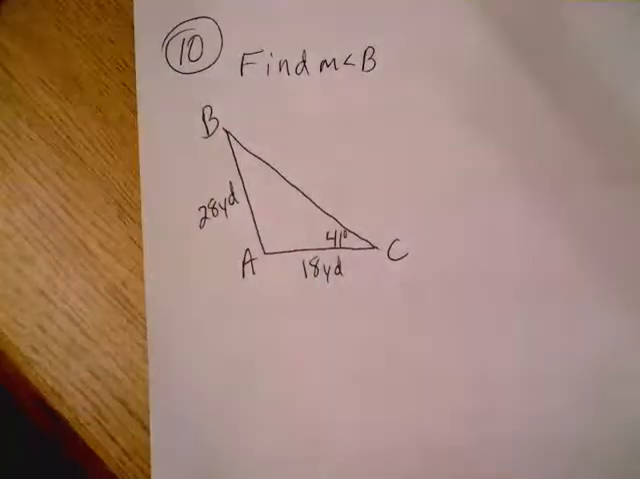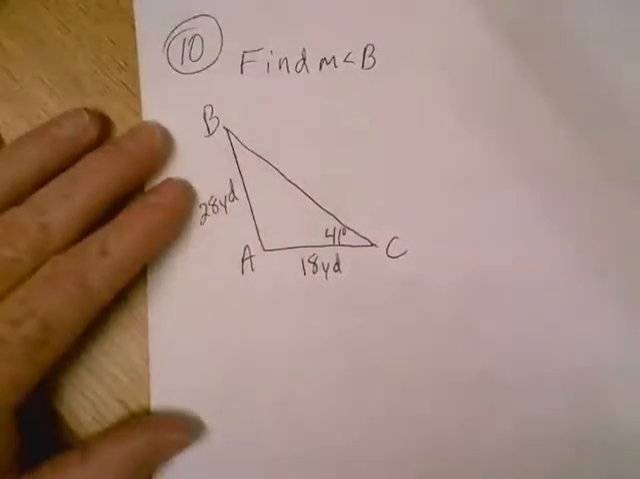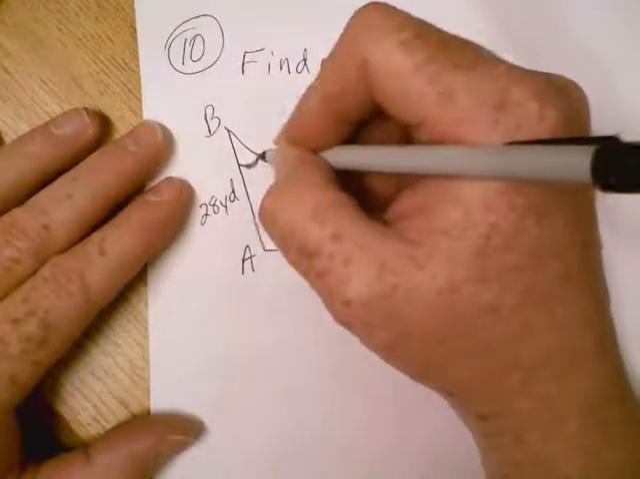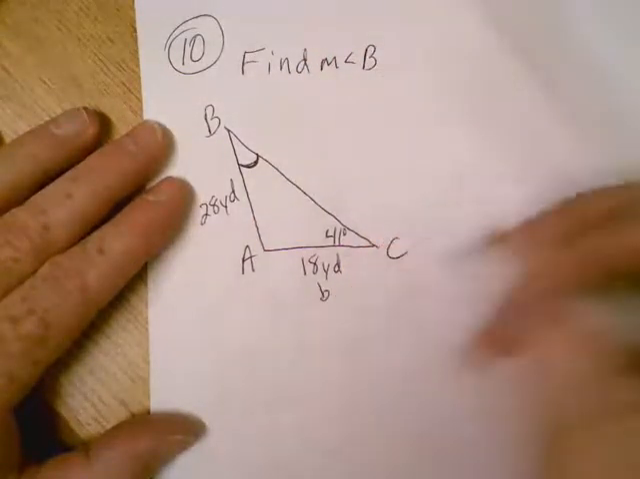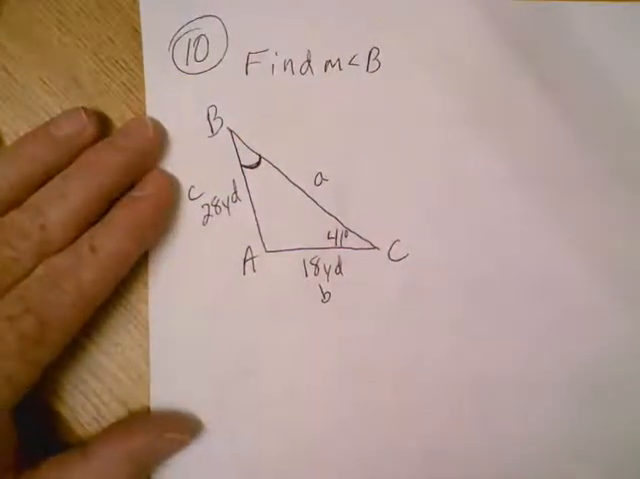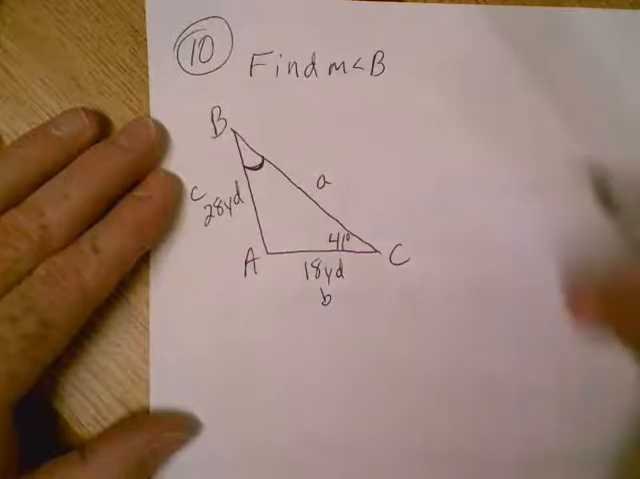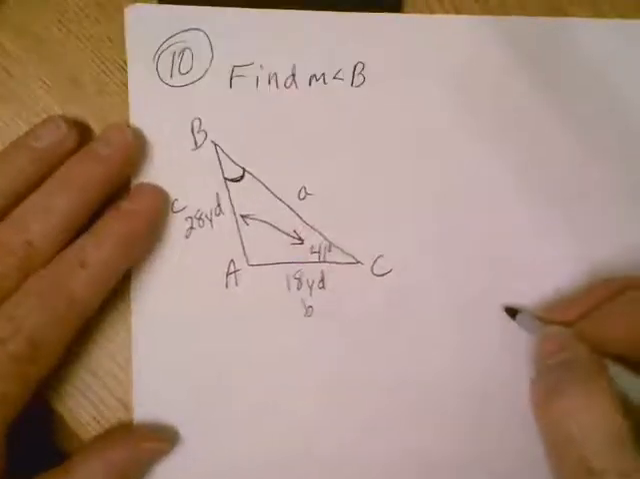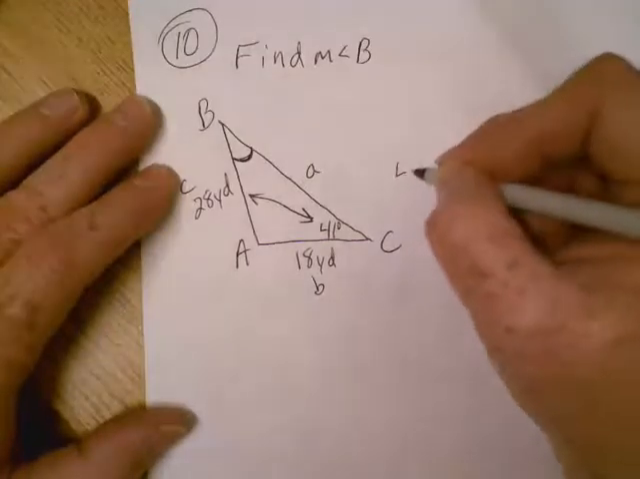Alright, next one I'm going to do is number 10. It says find the measure of angle B, so we're looking for this angle. This is little b over here, this is little c, this would be little a on that side. Just labeling it all. Here I notice that I have this angle and this side, they're across from each other, so I'm probably going to use law of sines.